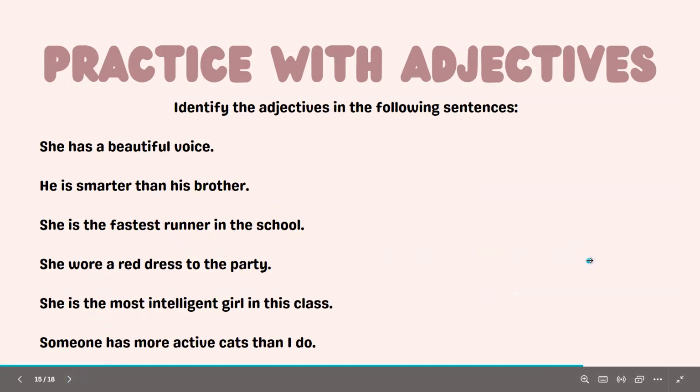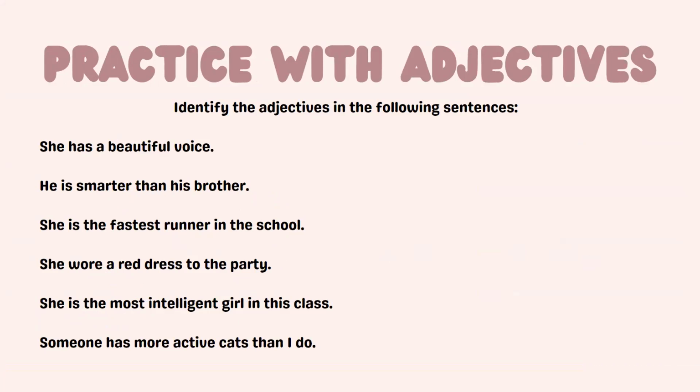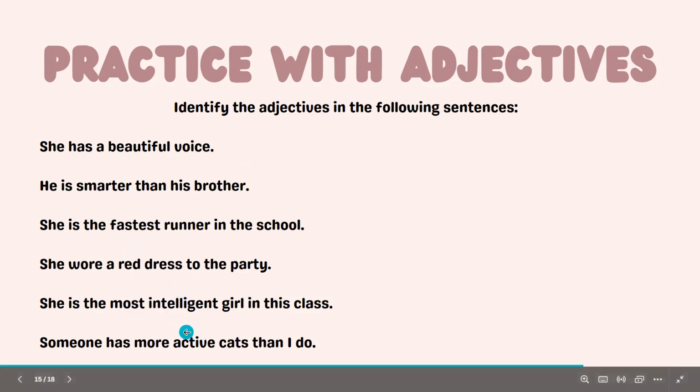Now let's do 10 seconds of practice with adjectives. I'll be starting the timer right now. Did you figure out the adjectives within this sentence? The adjectives in this sentence are beautiful, smarter, fastest, red, most intelligent, and more active.